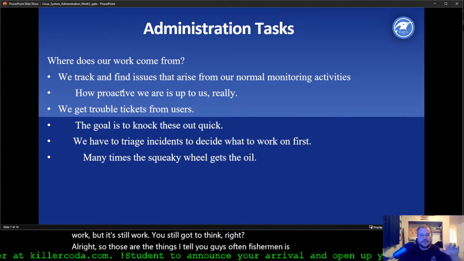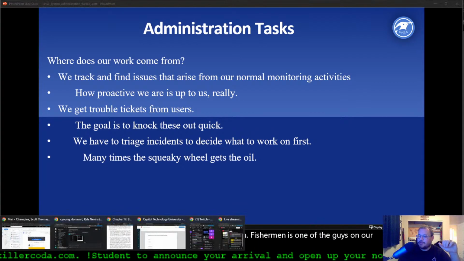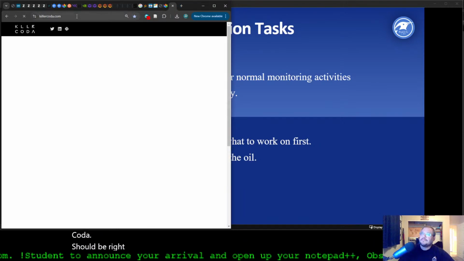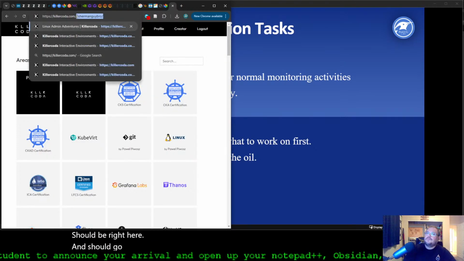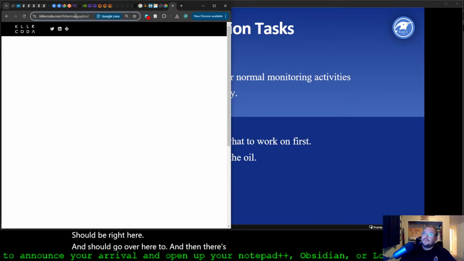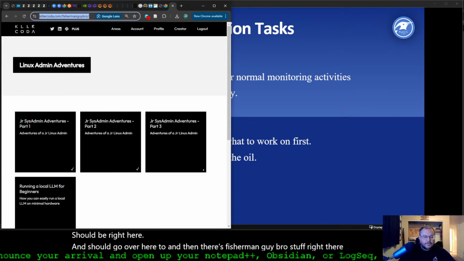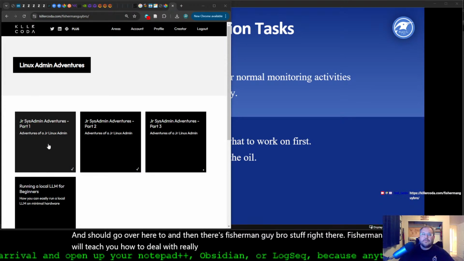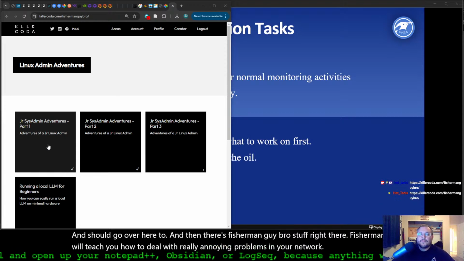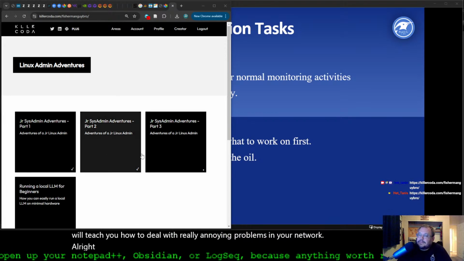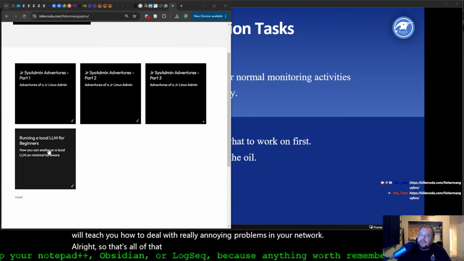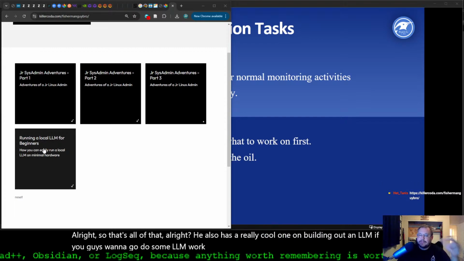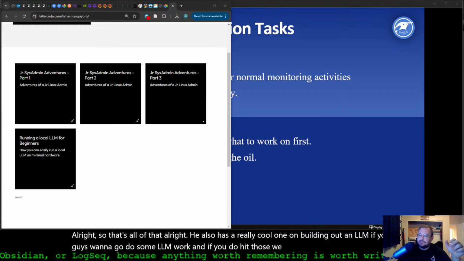Fisherman is one of the guys in our server. He has some labs in Killercoda that are really good for this. If you go to Killercoda, and you go over here, there's Fisherman's stuff right there. Fisherman will teach you how to deal with really annoying problems in your network. He also has a really cool one on building out an LLM if you want to do some LLM work. And if you do hit those, we have some stuff up in our Ansible directory.